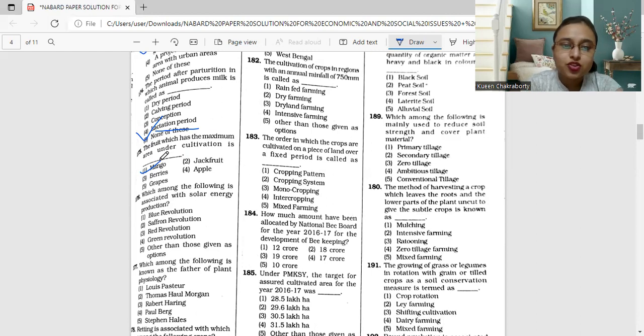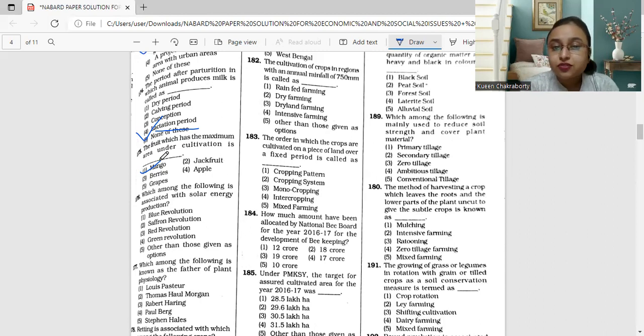Next, moving on to question 176. Which among the following is associated with solar energy production? Blue revolution, saffron revolution, red revolution, green revolution, or other than those given as options. Now, saffron revolution is related to solar energy production.